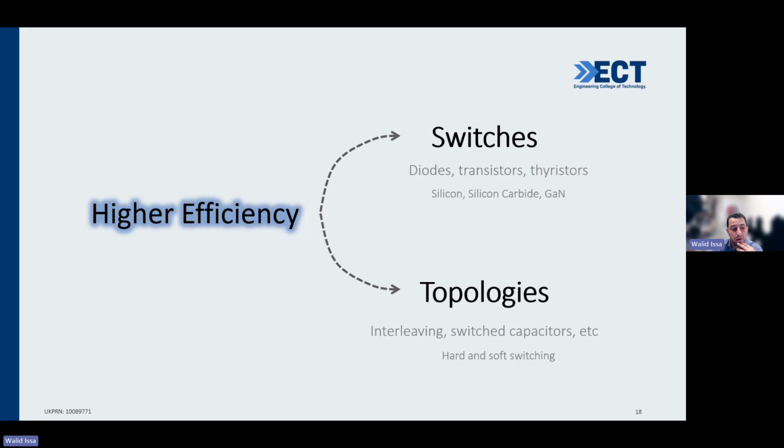Or you should be aware of more topologies, I mean topologies to increase the efficiency, like interleaving, switch capacitor, maybe hard or soft switching techniques. So what I need to study is power electronics, because the power electronics module curriculum gives me awareness and knowledge about what switches are there, what features, how I select, and also what topologies are there and how I select. Okay.